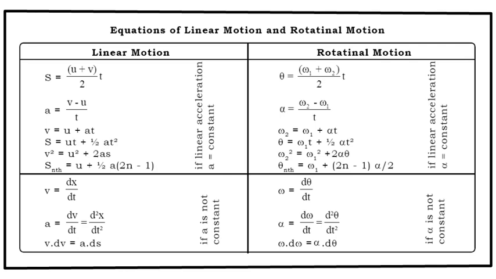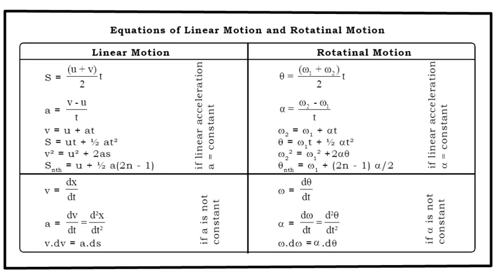v square is equal to u square plus 2as. v would be replaced by omega 2, u would be replaced by omega 1, a would be replaced by what? Alpha, and s would be replaced by what? Theta. So it is omega 2 square is equal to omega 1 square plus 2 alpha theta, right?